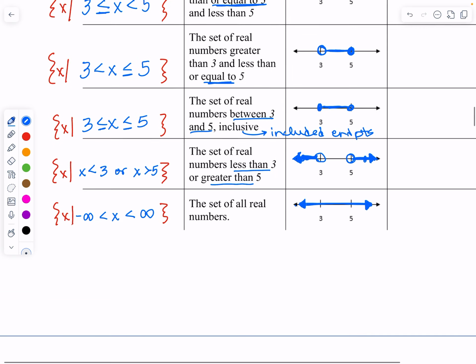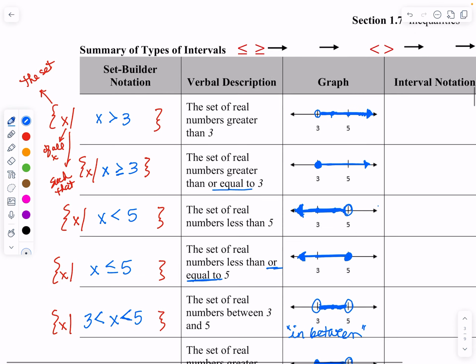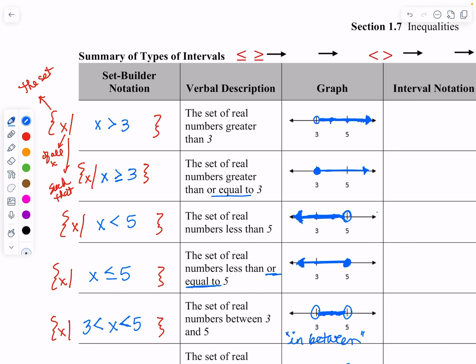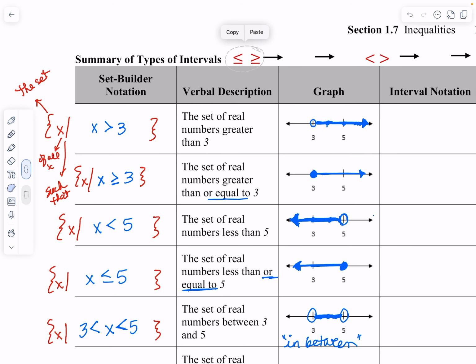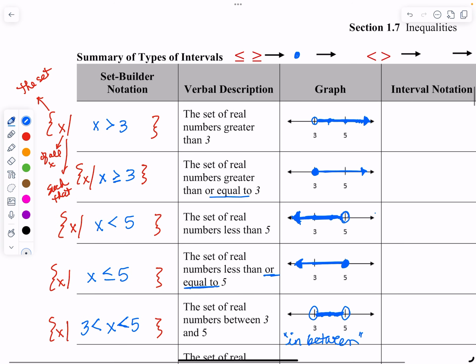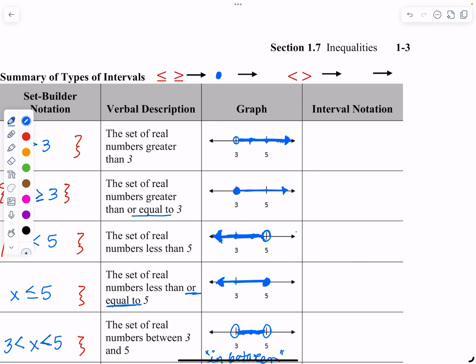One thing I wanted you to notice is every time that we had a less than or equal to, we had a solid dot, right? So anytime you have an equal to mark, you're going to have a solid dot. Anytime you have a regular just less than or greater than, you're going to have an open dot.